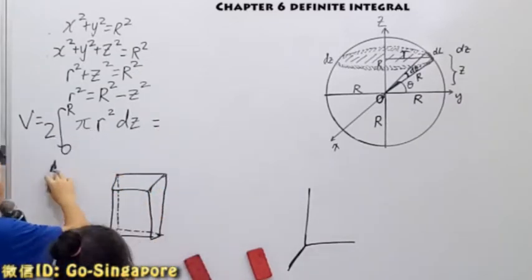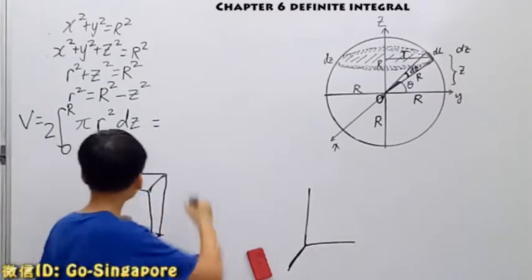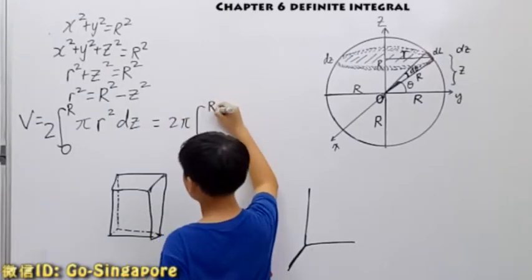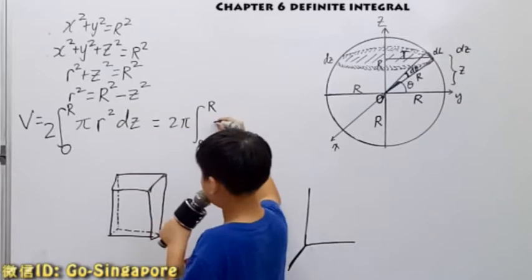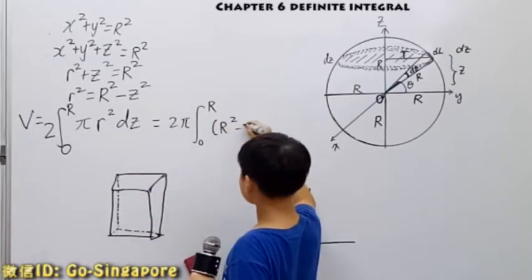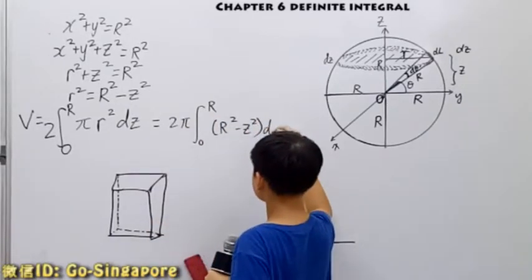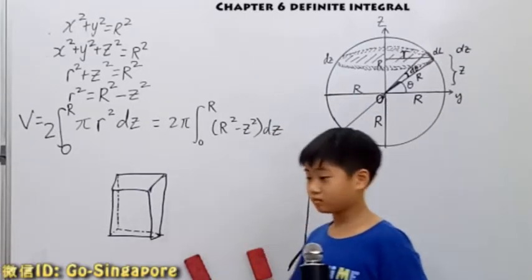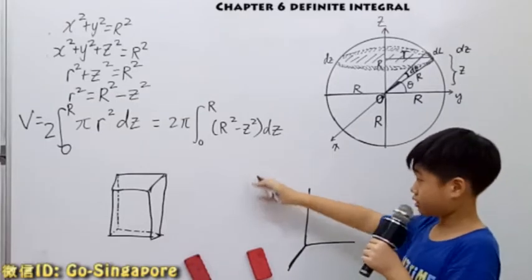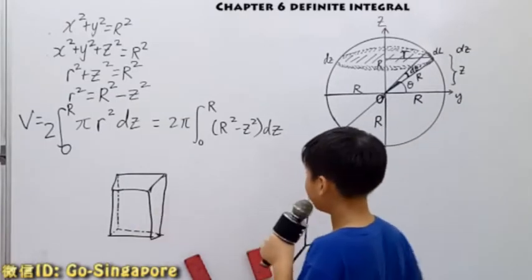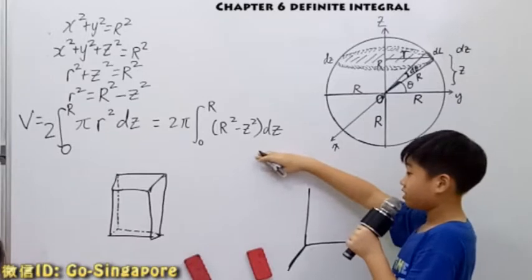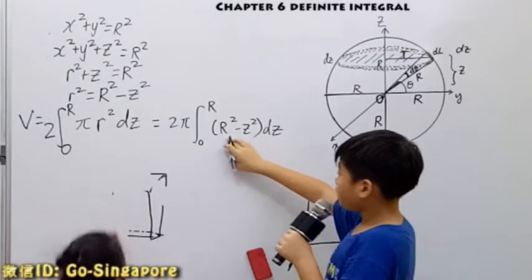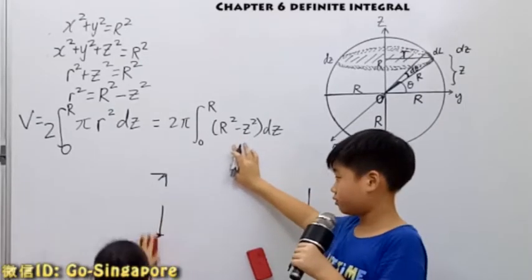So for this, pi can take out. Then R square will be, R squared will equal to, is that right? Yes. Okay, so for this, can you erase this part first while I talk about this? Okay, so for this 2R, you see you can separate this, right?